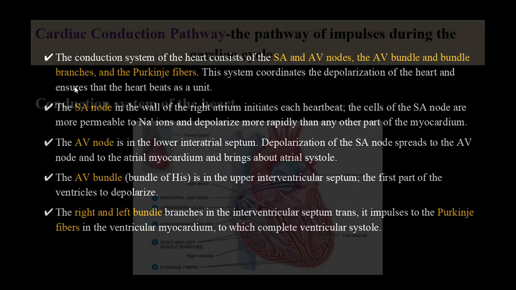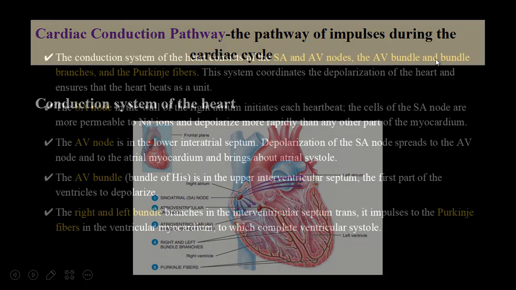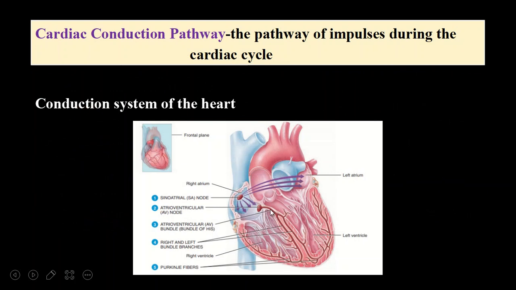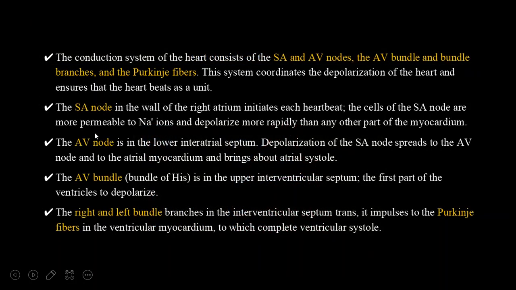So itong conduction system, we have the SA node or sinoatrial node. Ito, this is the SA node. We have the AV node, ito, atrioventricular node. And we have the AV bundle. Ito, this is the AV bundle. And we have the bundle branches, itong right bundle branch and dito left bundle branch. And then we have the Purkinje fibers. And that constitutes the conduction system.